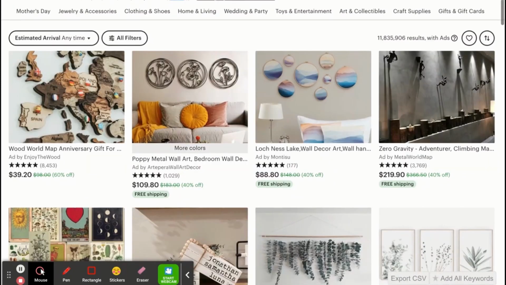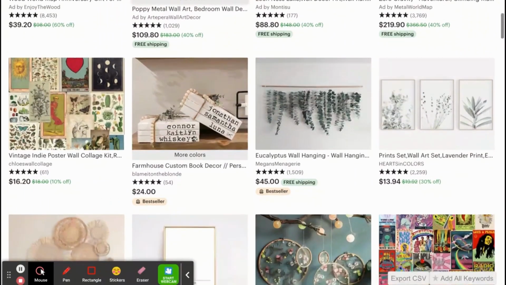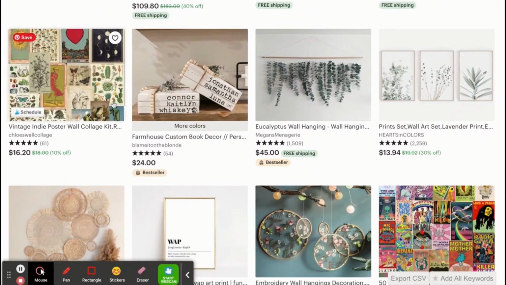Once I search for that, I'm going to ignore the results at the top because these are the ones being run by ads, so it's not really telling me much about the sales volume. But right below, I know these items are at the top because they're probably the ones that are selling really well. So the vintage indie poster wall collage kit. It looks like there will be multiple posters included in one, and the price point is 16, so a little bit lower than what I will want.